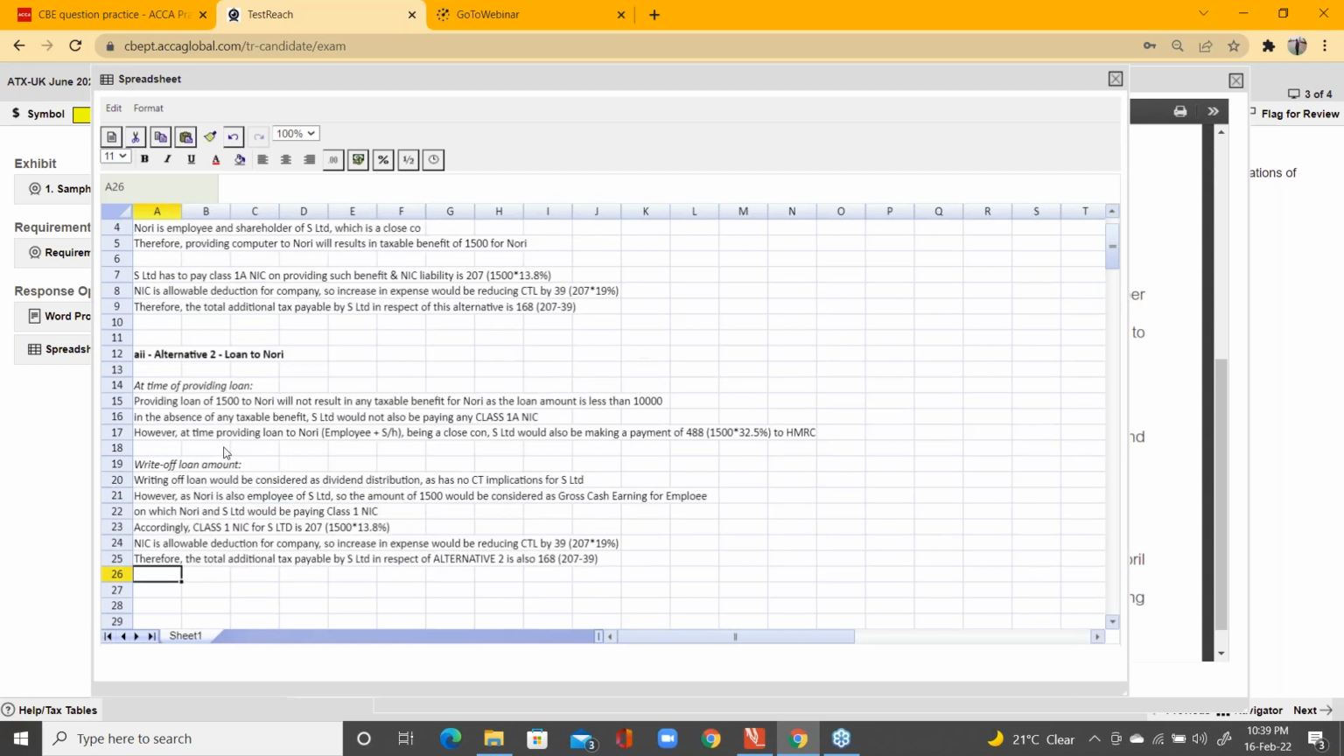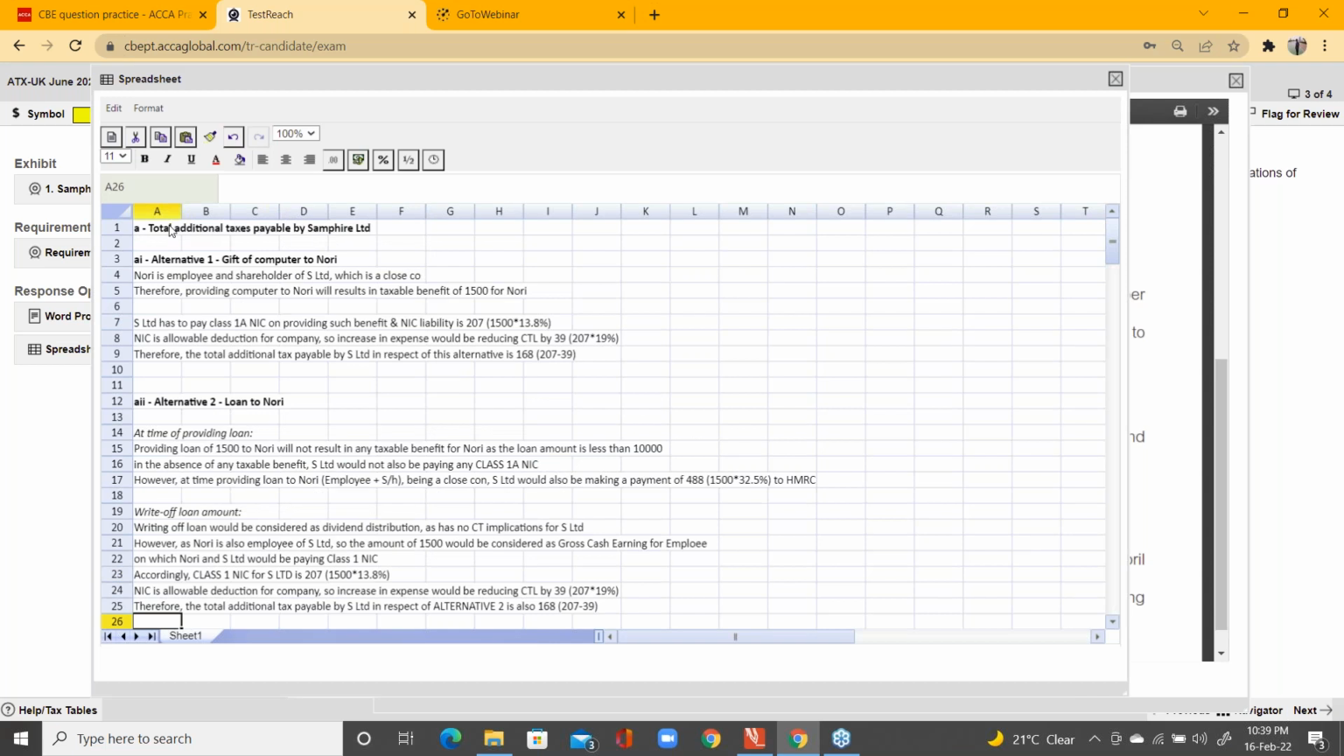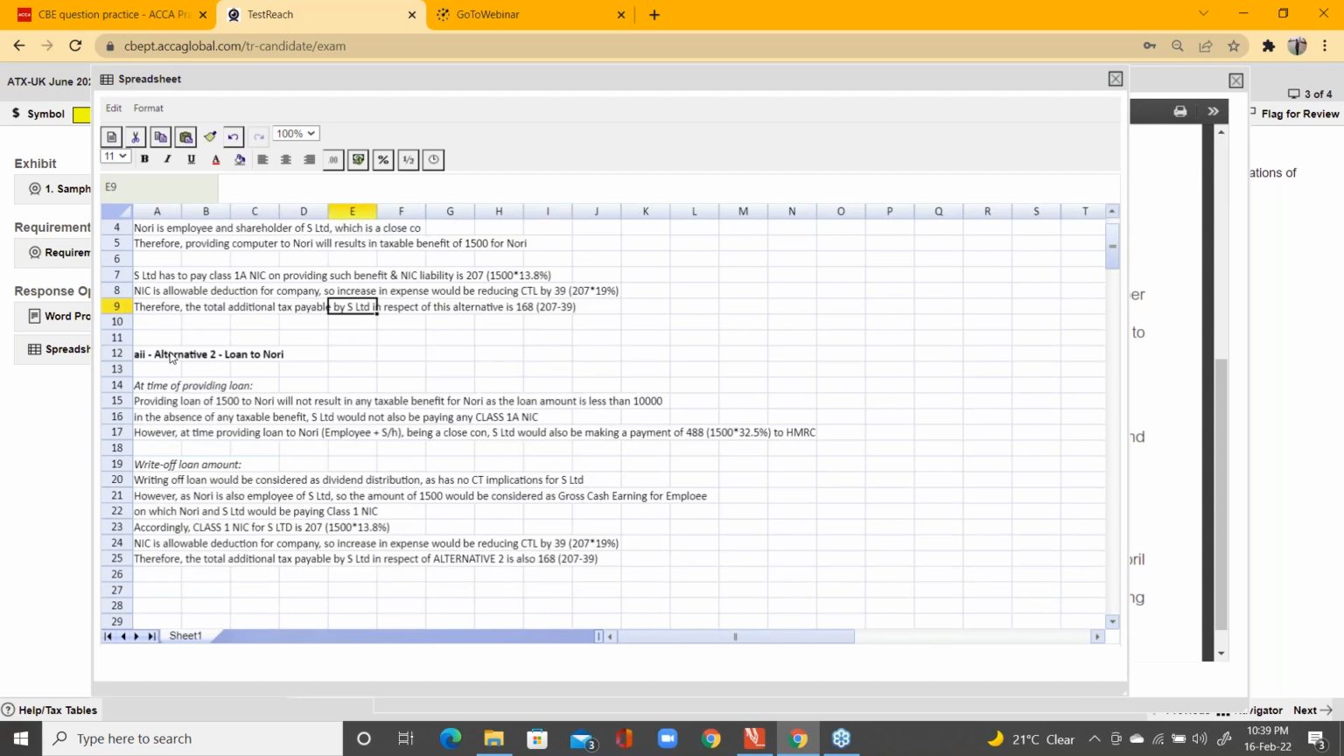So it means nothing will differ if the company provides a computer to Nuri. It's giving you 168 as additional tax payable by S Limited. And in alternative 2, the resulting figure is also fortunately the same amount.